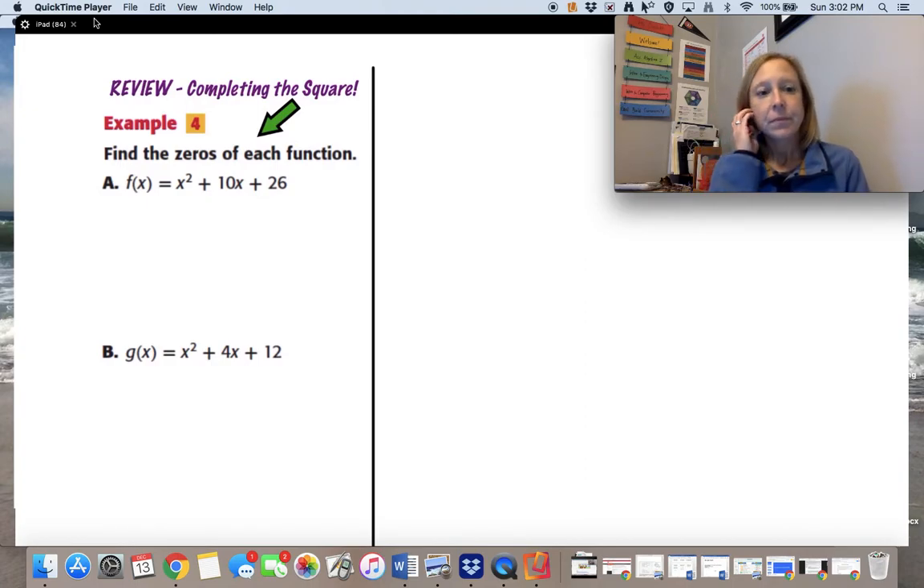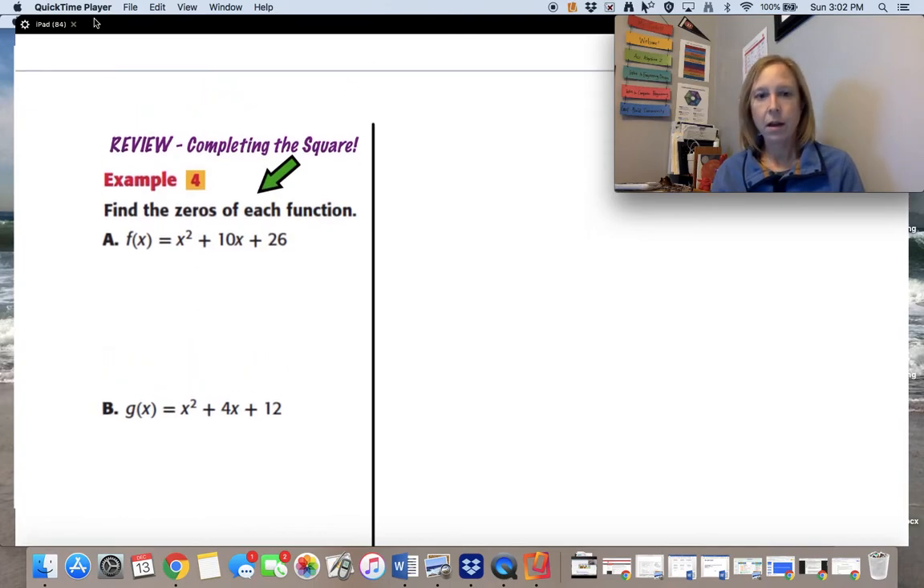Okay, so we're going to find the zeros of each function. Whenever I'm asked to find zeros, I like to try to factor it first. I know that I have to put this equal to 0, so I've got my 0 there. And I'm going to think what multiplies to 26 and adds to 10.